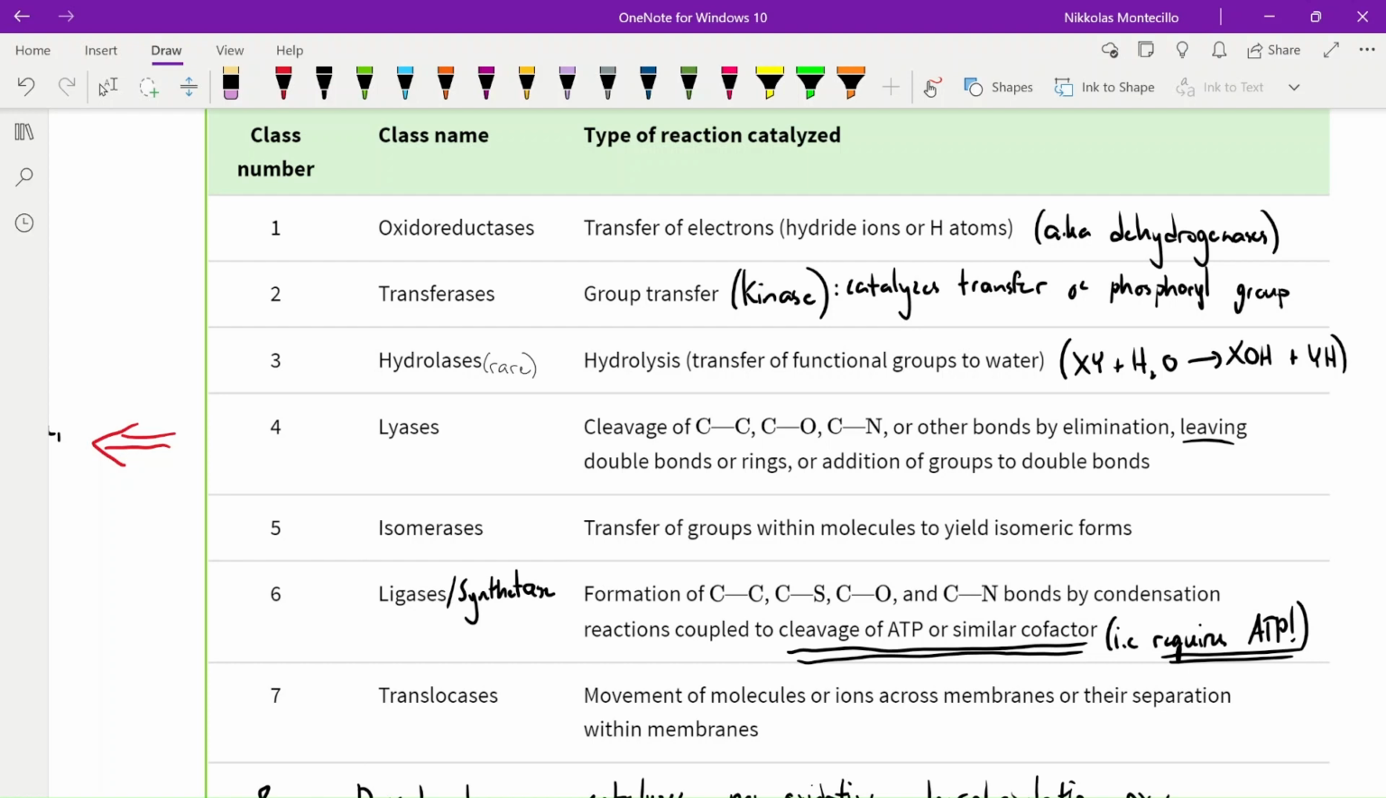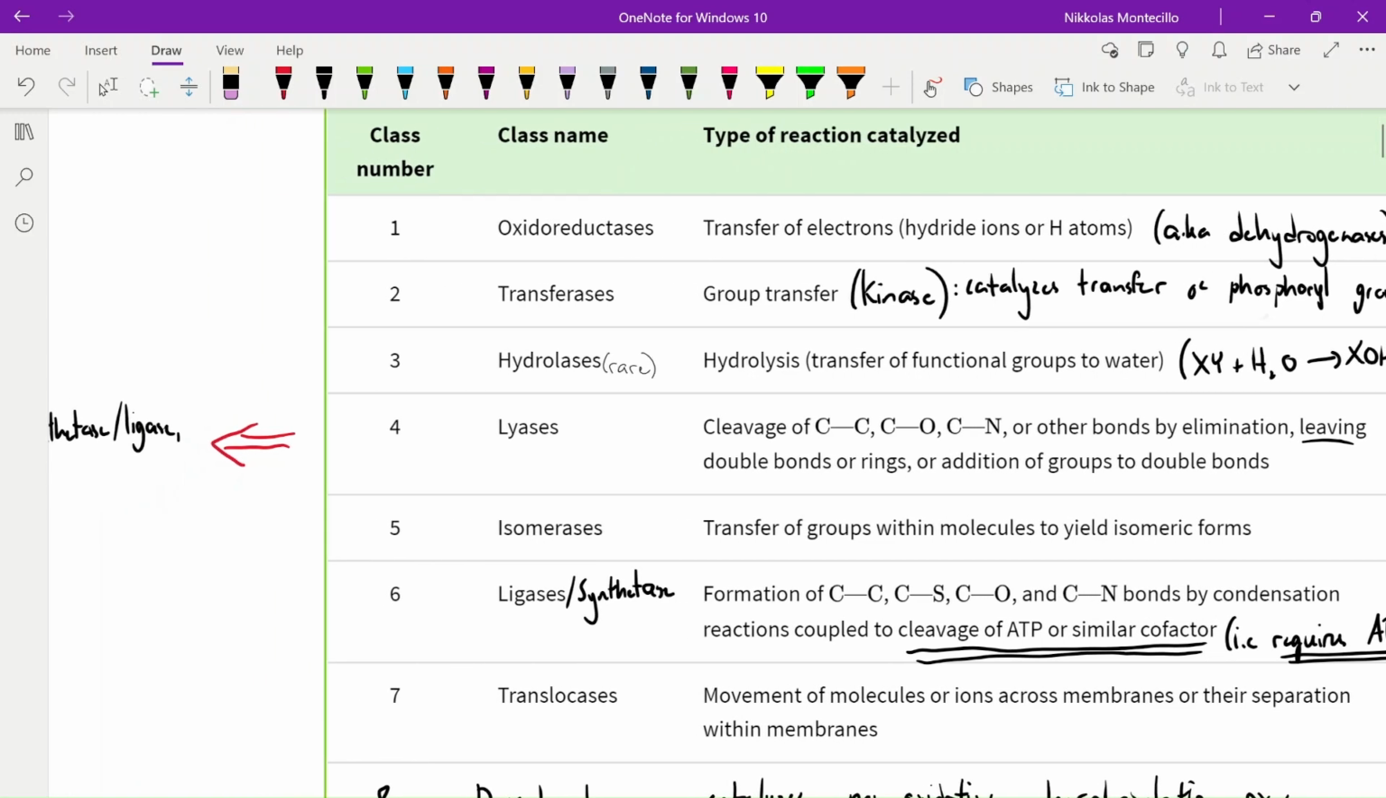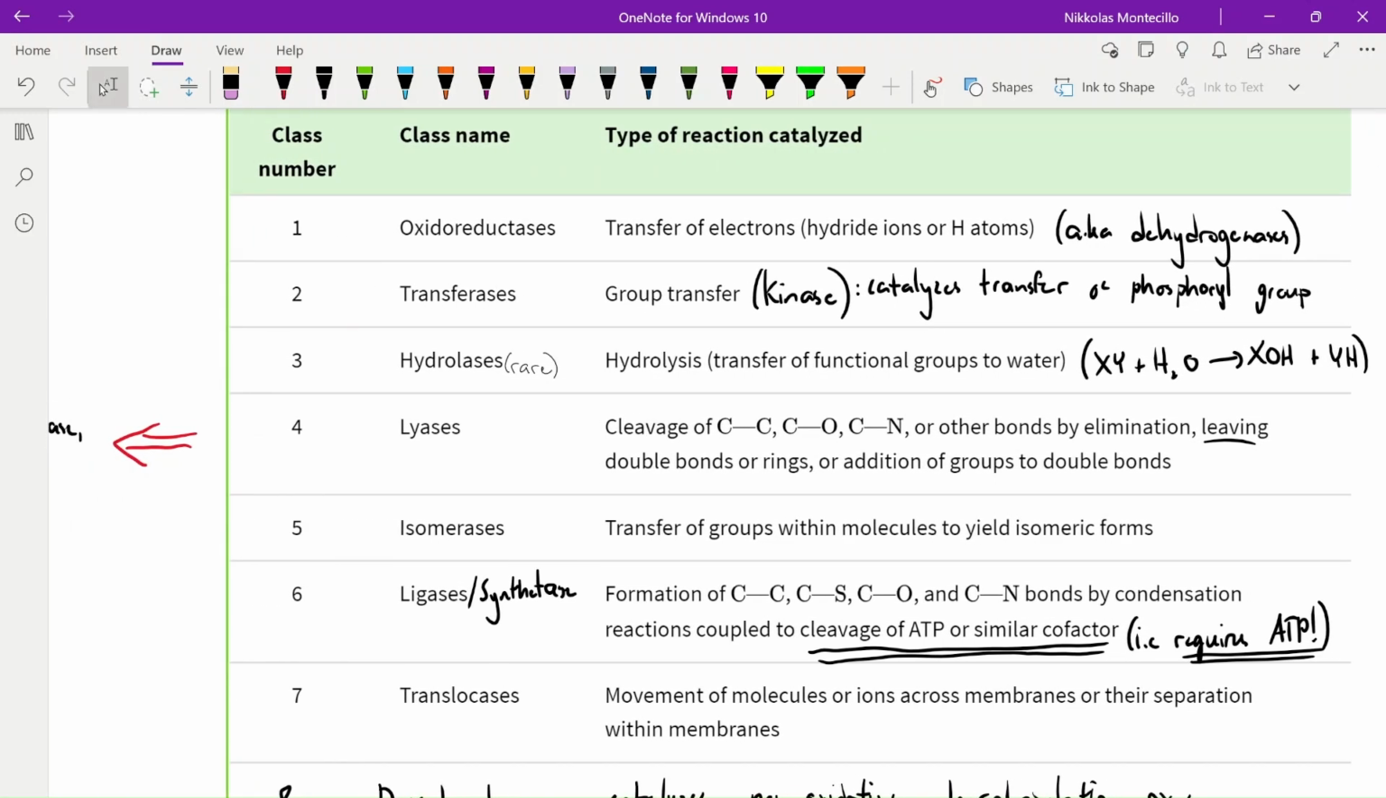And in the formation of bonds, the ligases and synthetases require the cleavage of ATP. So any reaction that's facilitated by a ligase or synthetase is considered an endergonic reaction because it requires energy, and in this case, the energy is provided by the cleavage of ATP, or ATP hydrolysis.